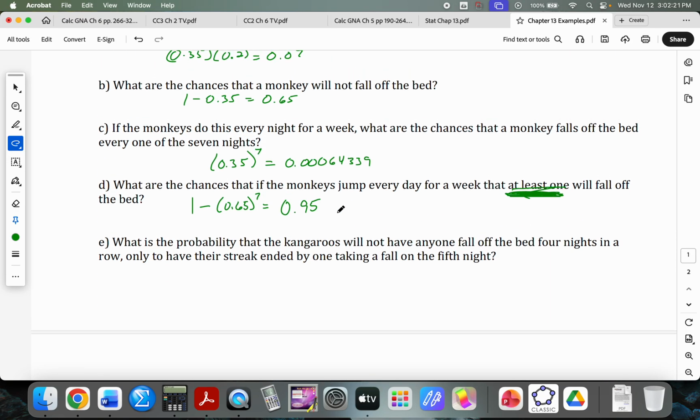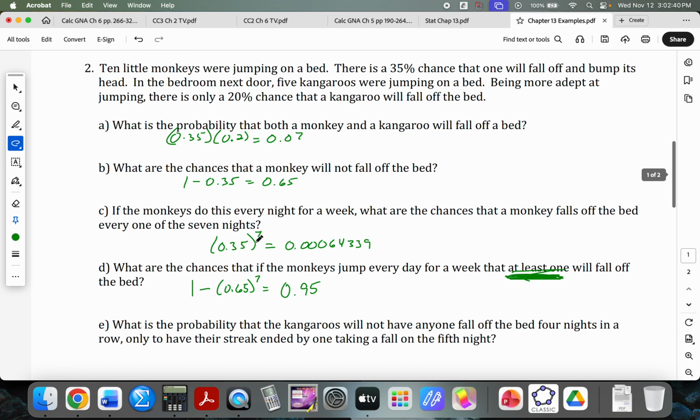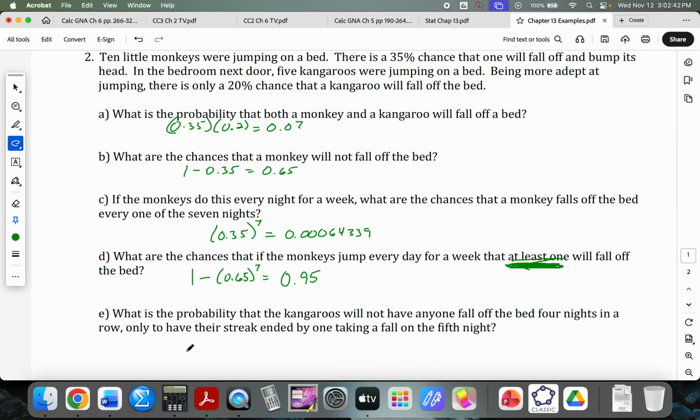All right. What is the probability that the kangaroos will not have anyone fall off the bed 4 nights in a row, only to have their streak ended by one taking a fall on the 5th night? Is it 0.8 to the 4th times 0.2? So, yeah, 4 in a row of not, and then they lose their streak.